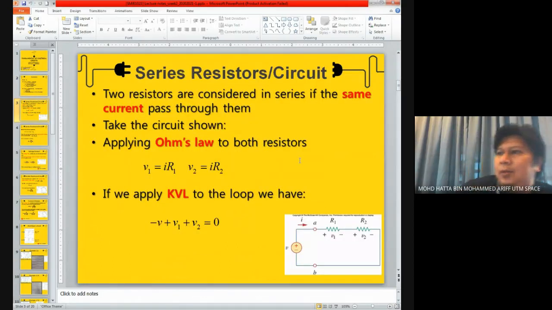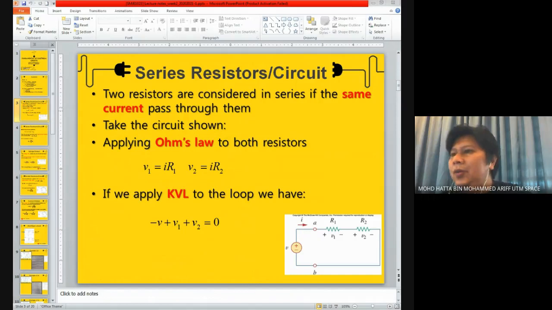What does it mean by series circuit or series resistors? Two resistors are considered in series if the same current passes through them. This is the characteristic of a series connected circuit, where the current passing through resistors in series is the same.